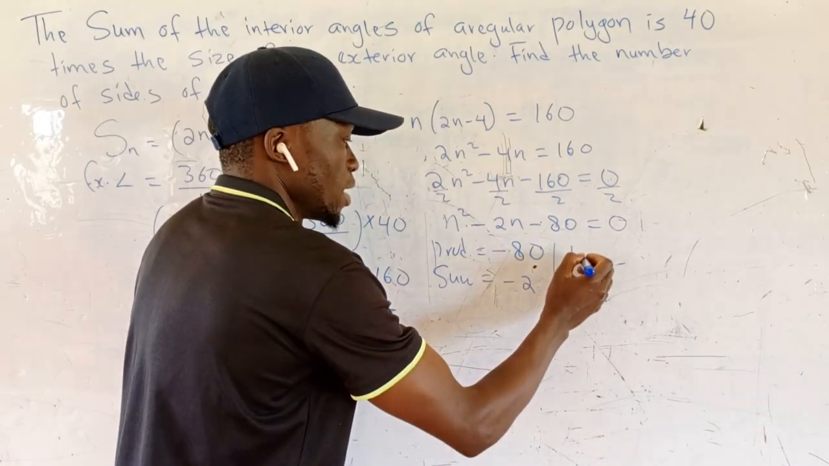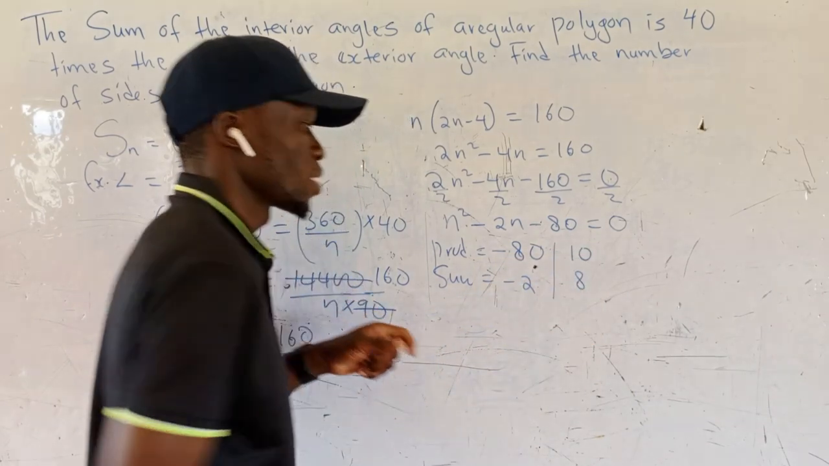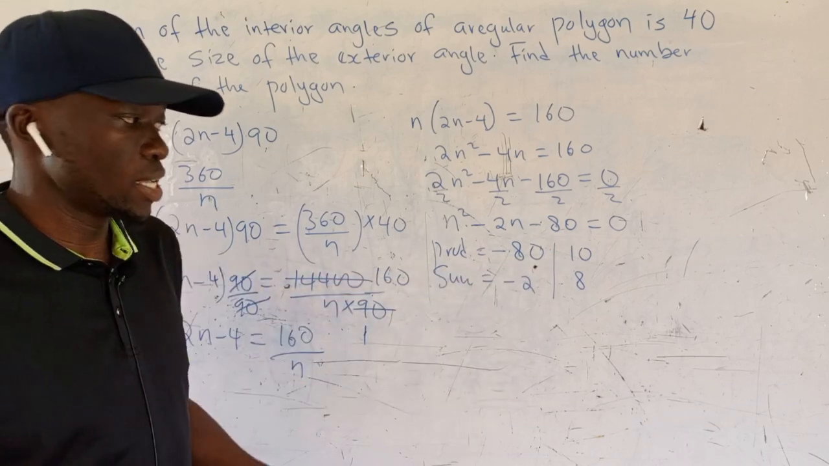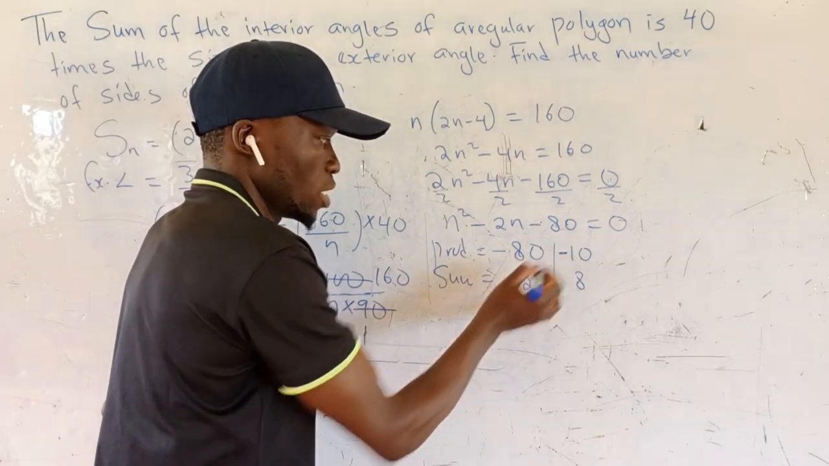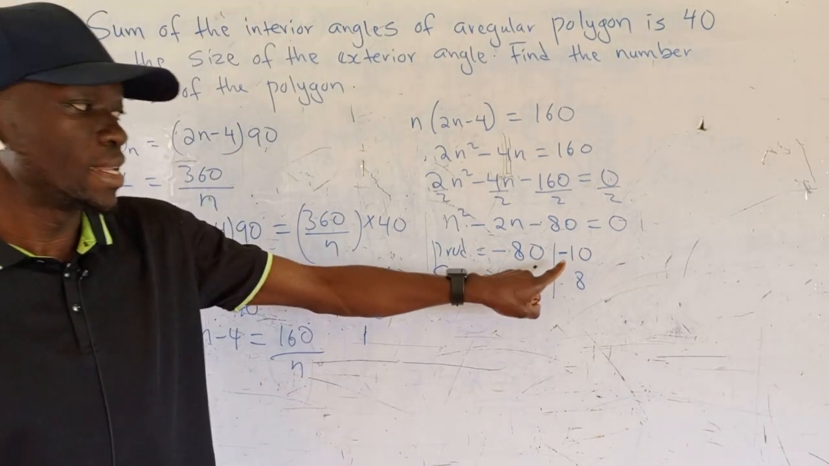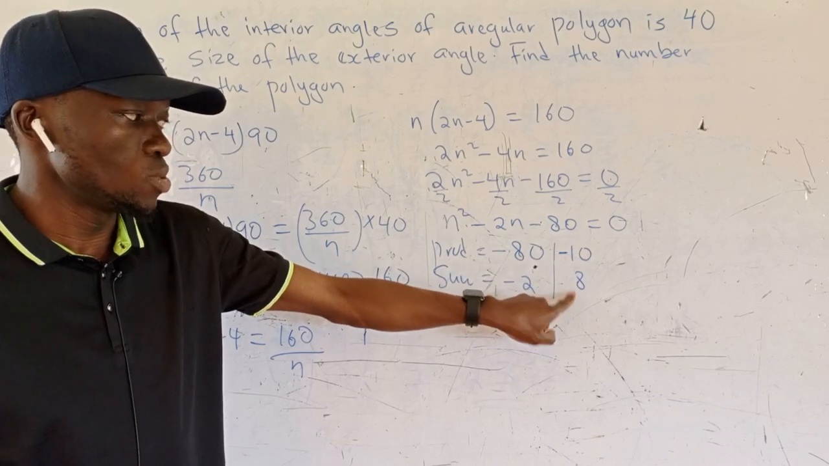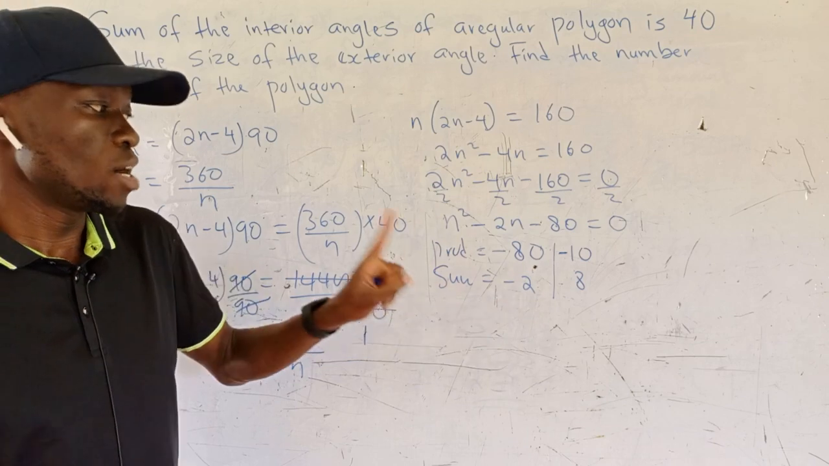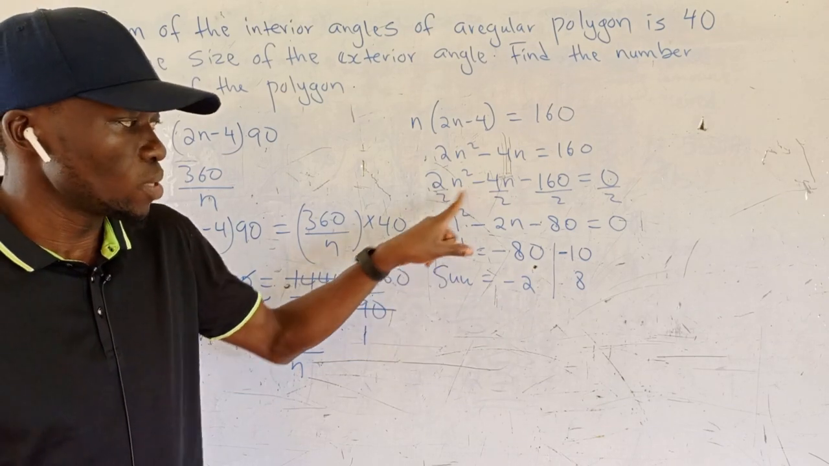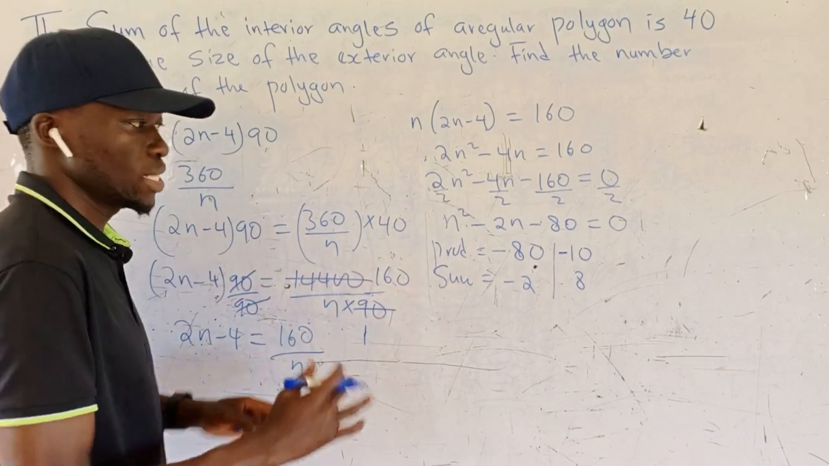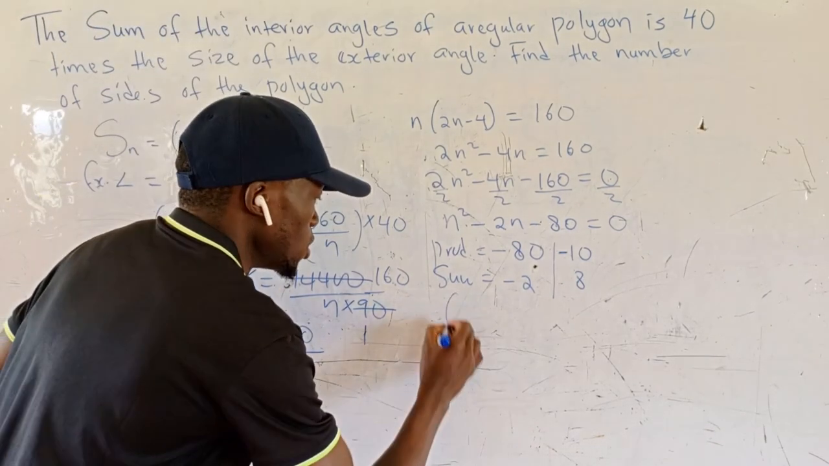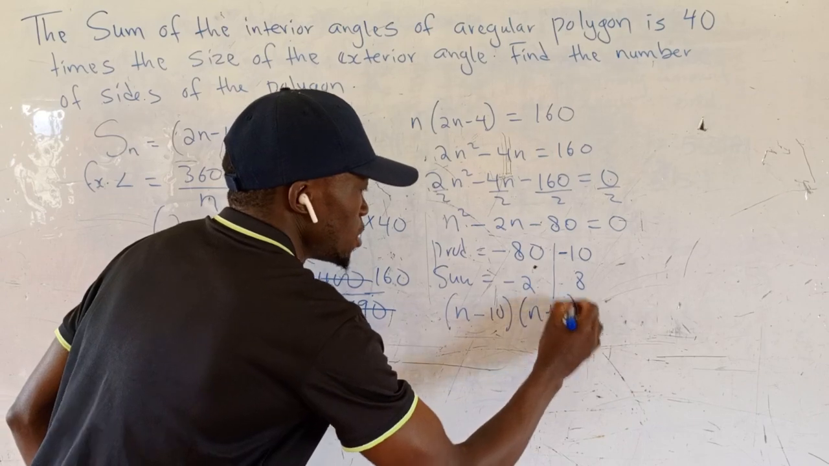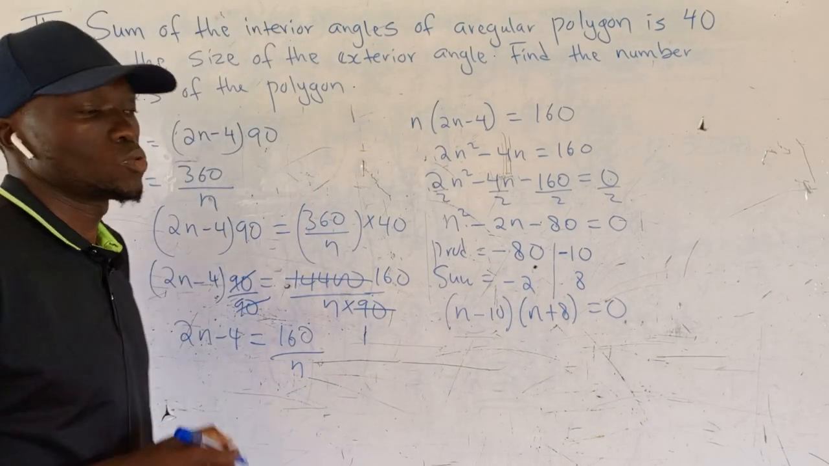Now if you look at 10 and 8, 10 times 8 is 80, but one must be negative. So it is 10 which is supposed to be negative, such that when you multiply negative 10 times 8, you get negative 80. When you add, you get negative 2. Now, when the coefficient of n squared is 1, just come up with two brackets and start with n. You say n minus 10 and n plus 8 is equal to 0. So that is what you do.